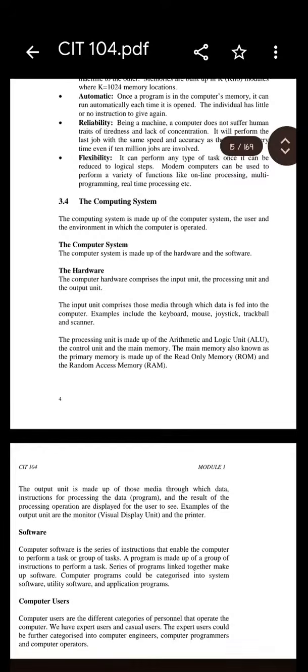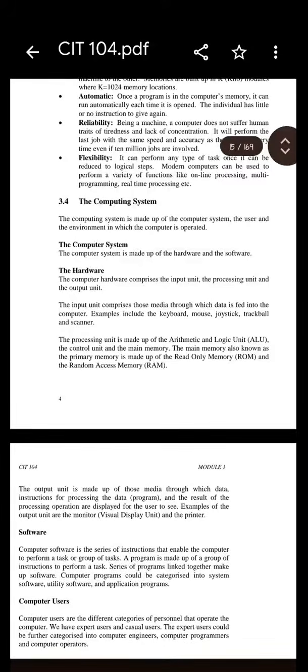The processing unit consists of 3 units. The arithmetic and logic unit, that's the ALU, is just 1 unit. The control unit and the main memory. Now, the main memory is also known as the primary memory.